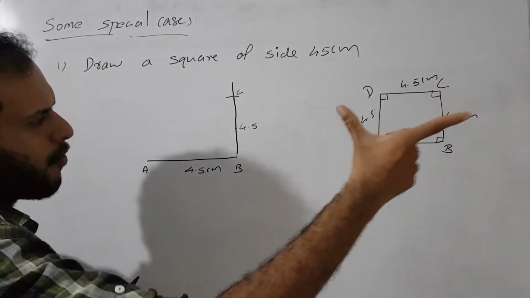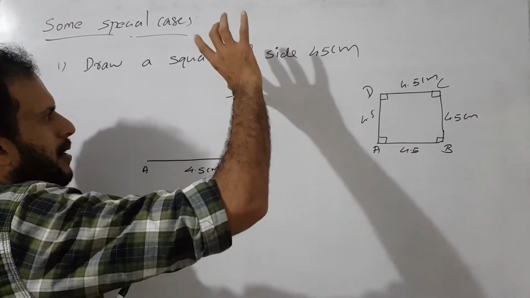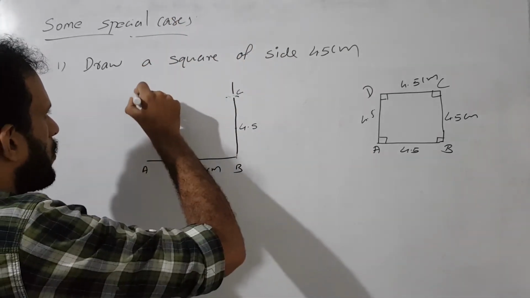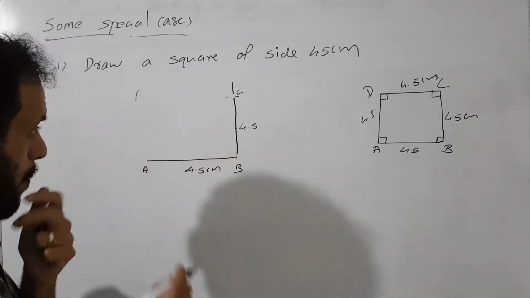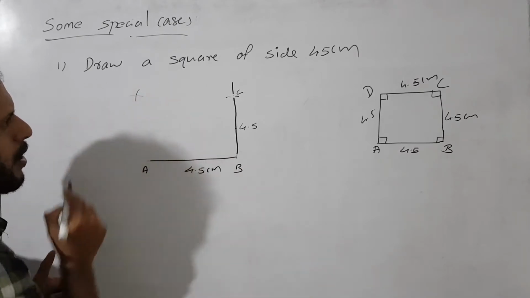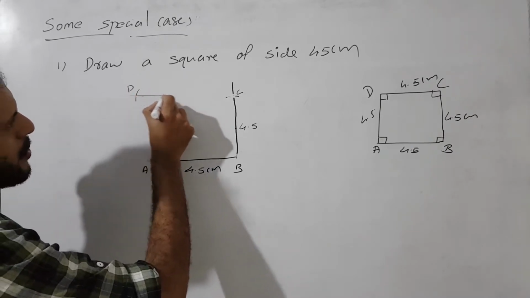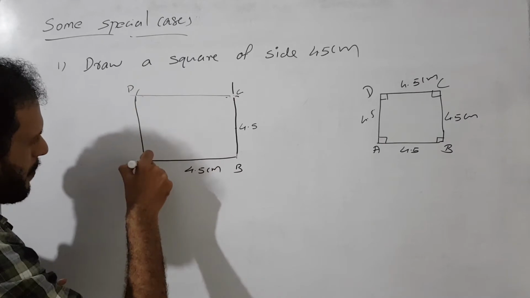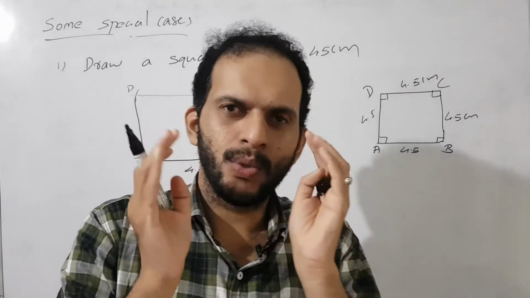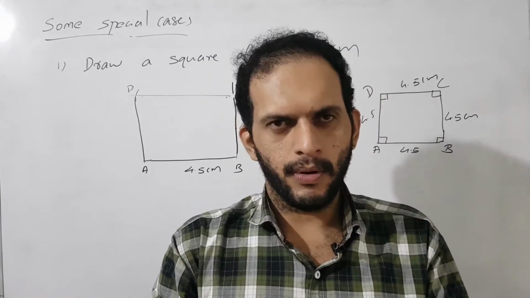So we take the measurement of BC, 4.5, on a compass, keep the compass on C and draw an arc. Next we keep the compass on A and draw another arc. The two arcs intersect at one point. That point is D. Then we join D to C and D to A. That time we get a square. That square's side measurement is 4.5 centimeter. I think you got it.